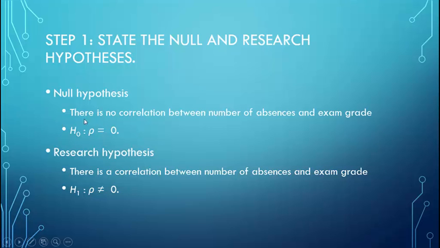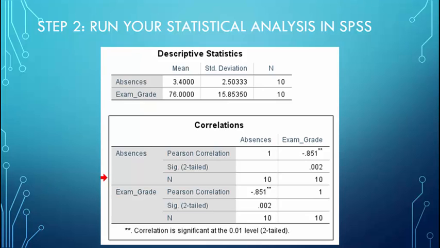So these symbols here, H sub 0 as rho equals 0, and H sub 1, that rho is not equal to 0, are always your hypotheses for a correlation, for any correlation that you do. Then you run your descriptive analysis and your inferential analysis in SPSS, and I will show you how to do that in the next lecture, the SPSS lecture.